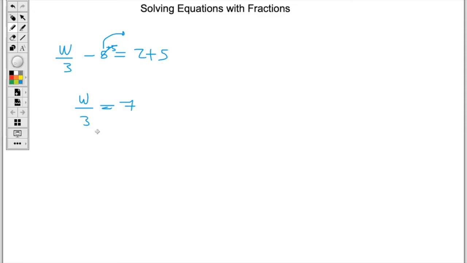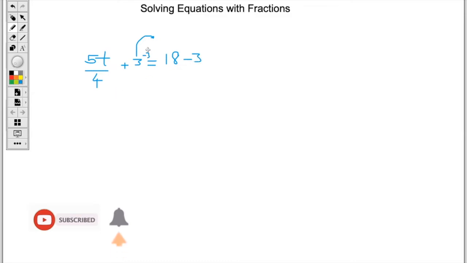Now the next step is to get rid of the 3 in the denominator, so we have to multiply both sides by 3. So these 3 cancel, so we are left with w is equal to 7 times 3, which is 21. And that's it.